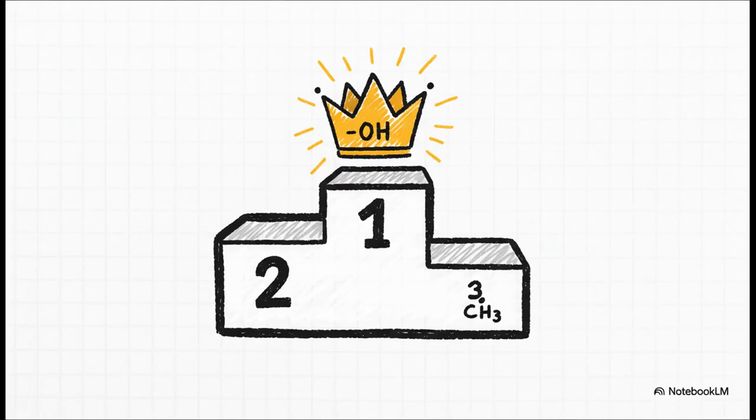So how does that priority work? Well, it's a pretty simple hierarchy. The functional groups, our VIPs, get the top spot. When you're numbering your carbon chain, your number one goal is to give that functional group the lowest possible number. Any regular old branches are totally secondary. They just get whatever number is left over after the VIP is taken care of.